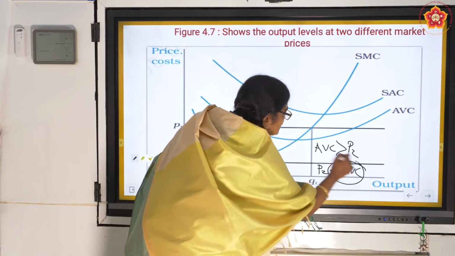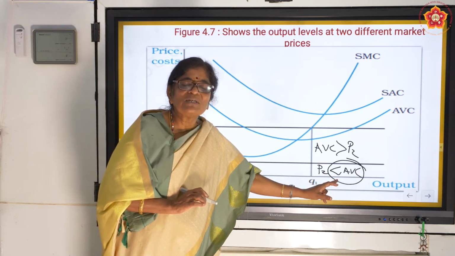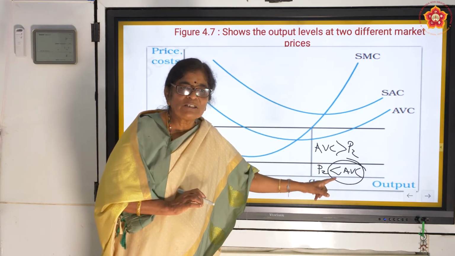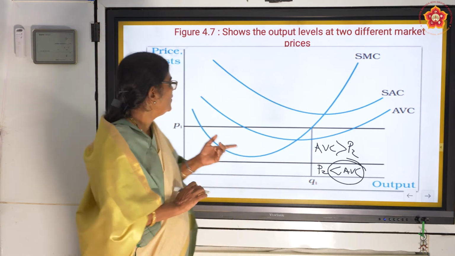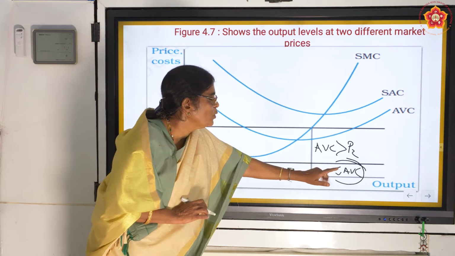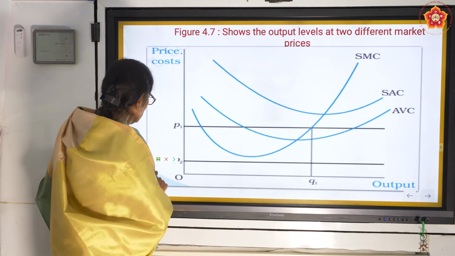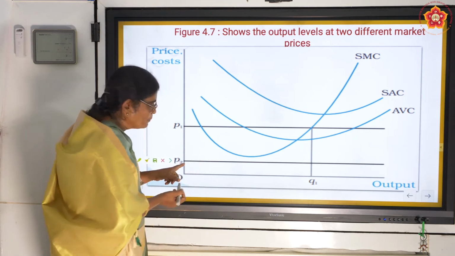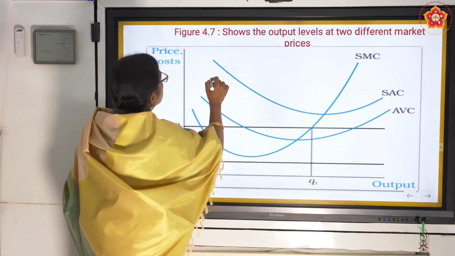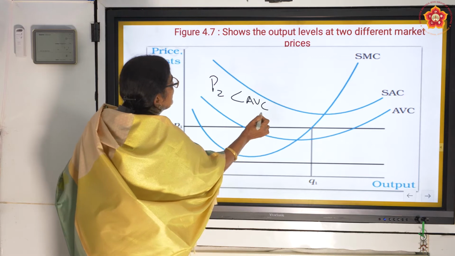But our condition is what? Our condition is not P2 less than AVC. Our condition is P2 must be greater than AVC. Therefore, the firm is not going to produce at P2. There is no positive output that will be produced by this firm at this price P2, because for all the positive output, P2 is less than AVC.